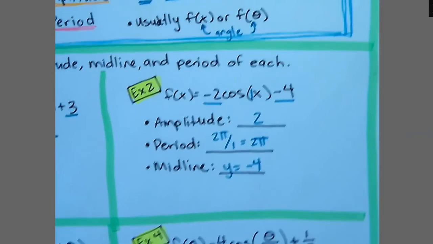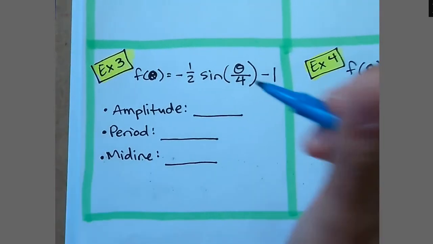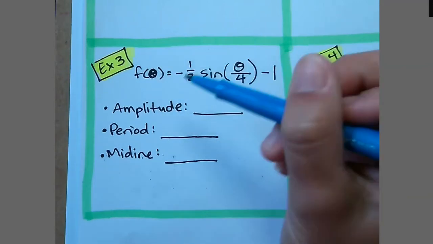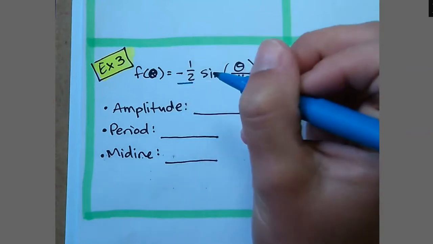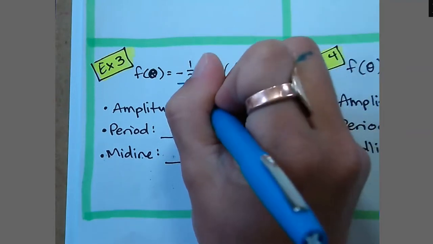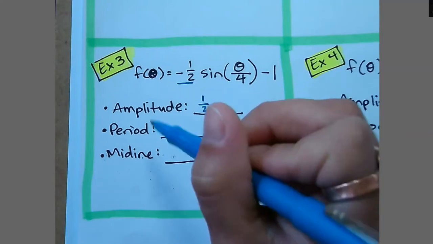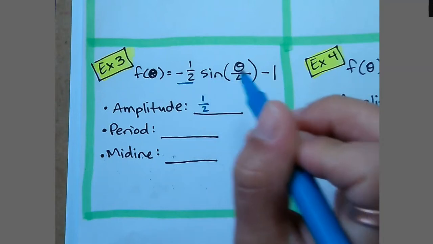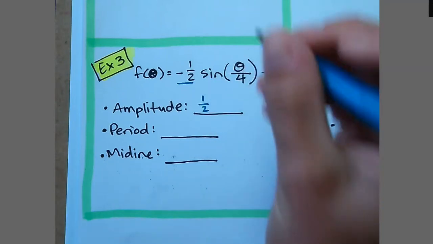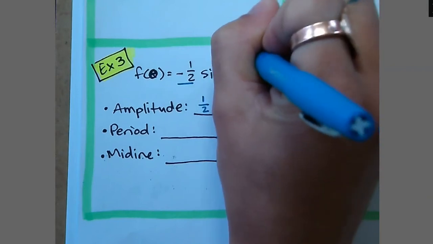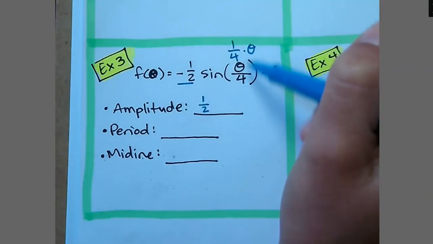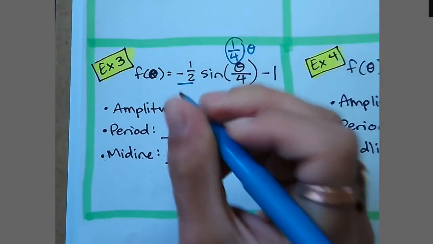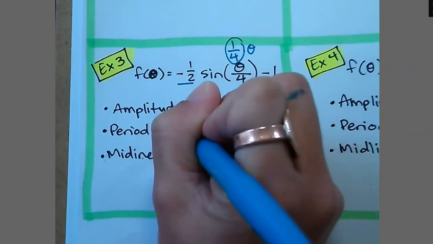All right, next problem, example number 3. Here's with our thetas instead of x. Notice I almost wrote x, but we're going to try it out with theta. The amplitude is the absolute value of the number in the front. So since this is negative 1/2, the amplitude is positive 1/2. The period is the number in front of x or the number in front of theta. But the important thing to know here is that this is really just 1/4 times theta, because this would give you theta over 4. So since this is the number in front of theta, the period is 2 pi divided by 1/4.